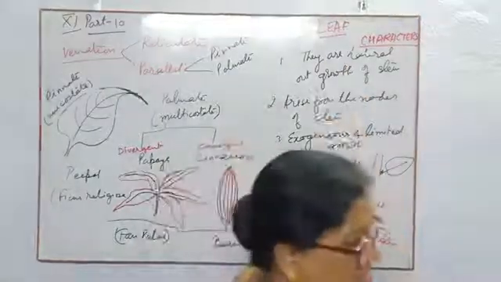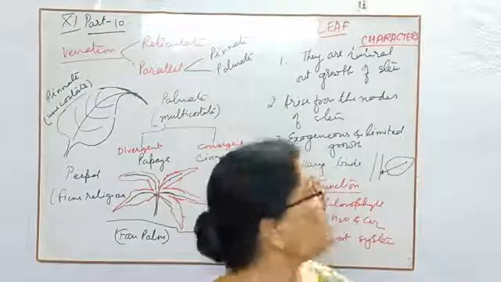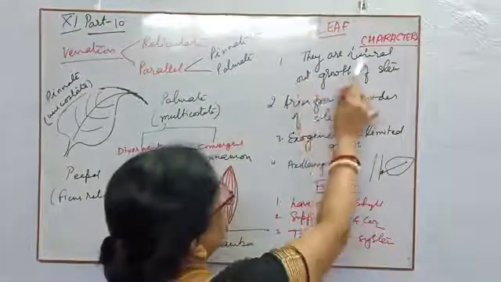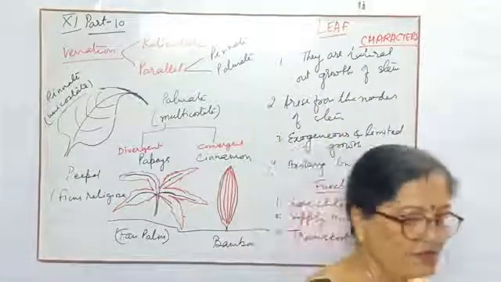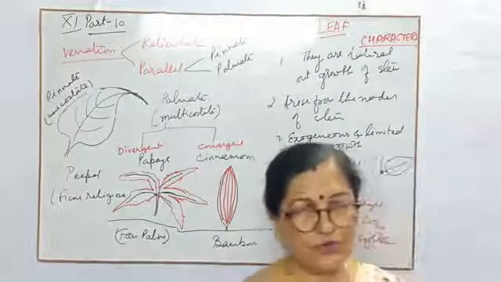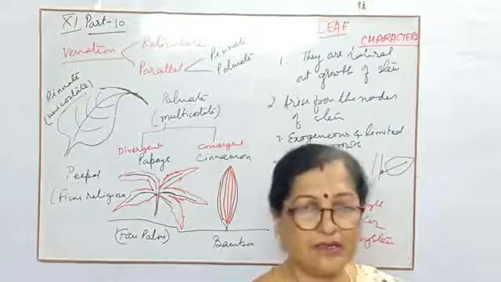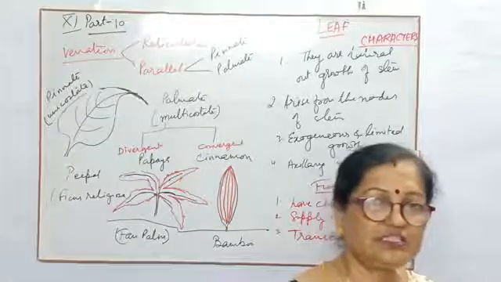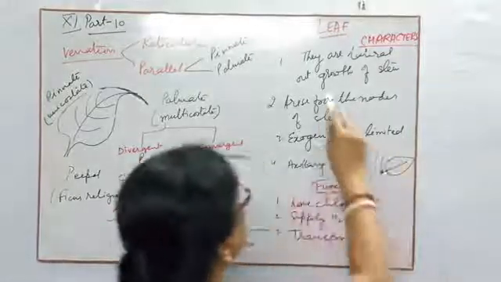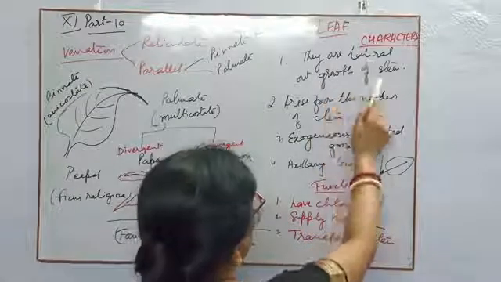Leaf. So children, what do you understand about the leaf? What is leaf? Leaf is the lateral outgrowth of the stem. First of all, stem will grow. Then from the stem, laterally some outgrowths will appear. When it will take green color, then they will change into the leaf. So this is the first point, that they are the lateral outgrowths of the stem.